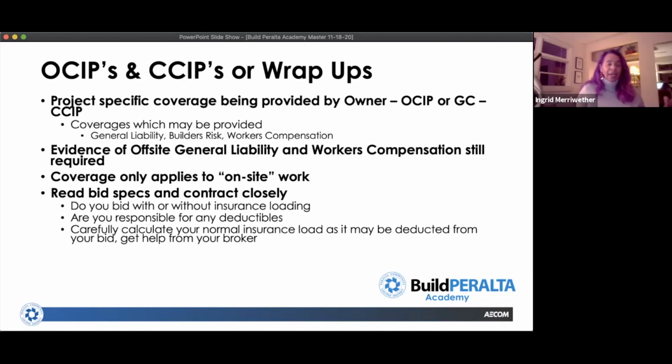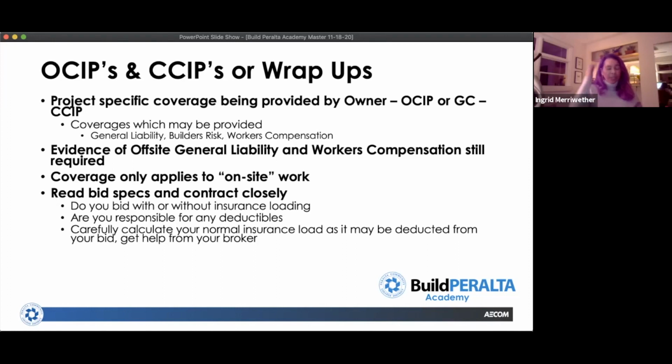The difference is that in an OCIP, the owner puts it in place, and in a CCIP, a contractor puts it in place. Another term that's referred to is a wrap-up. It essentially means the same thing. So what these programs are is a project-specific insurance program that is put in place for a specific project or maybe even a number of projects. And it's designed to provide insurance for the owner, the prime contractor, and all subcontractors performing on-site work.